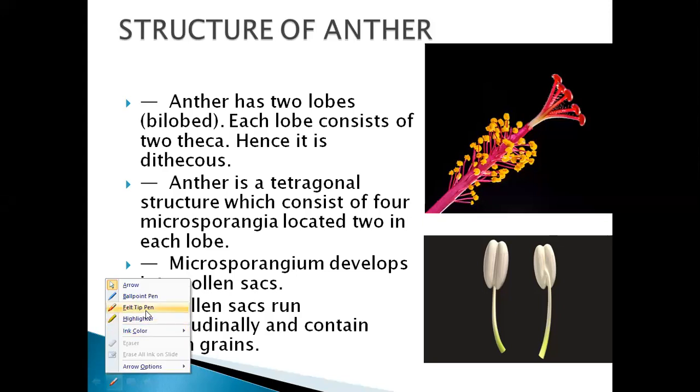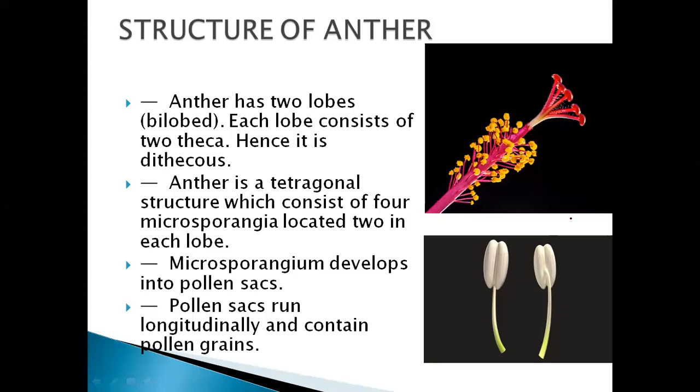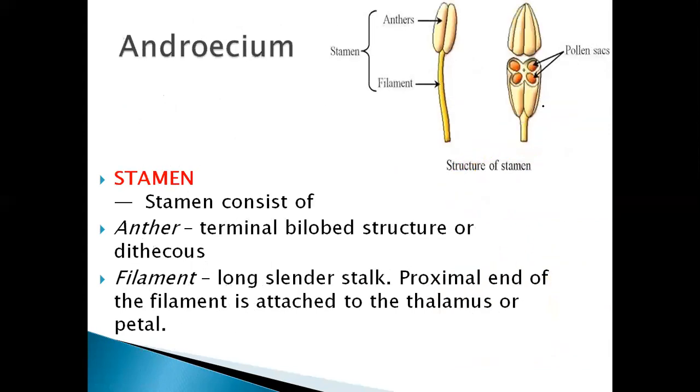Structure of the anther. Anther is the male reproductive part of the flower. Now, yesterday we were discussing that the anther has two lobes. How many lobes does it have? See here, students. It has two lobes. Yes or no? Yesterday when we were discussing, here also it has two lobes, and one filament together makes the stamen.